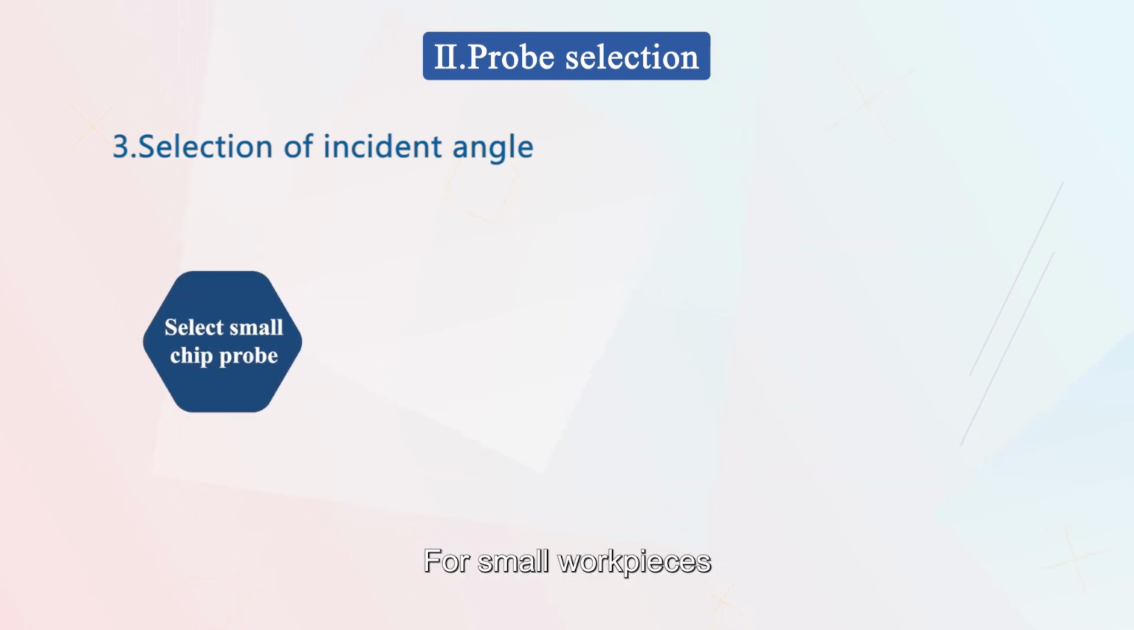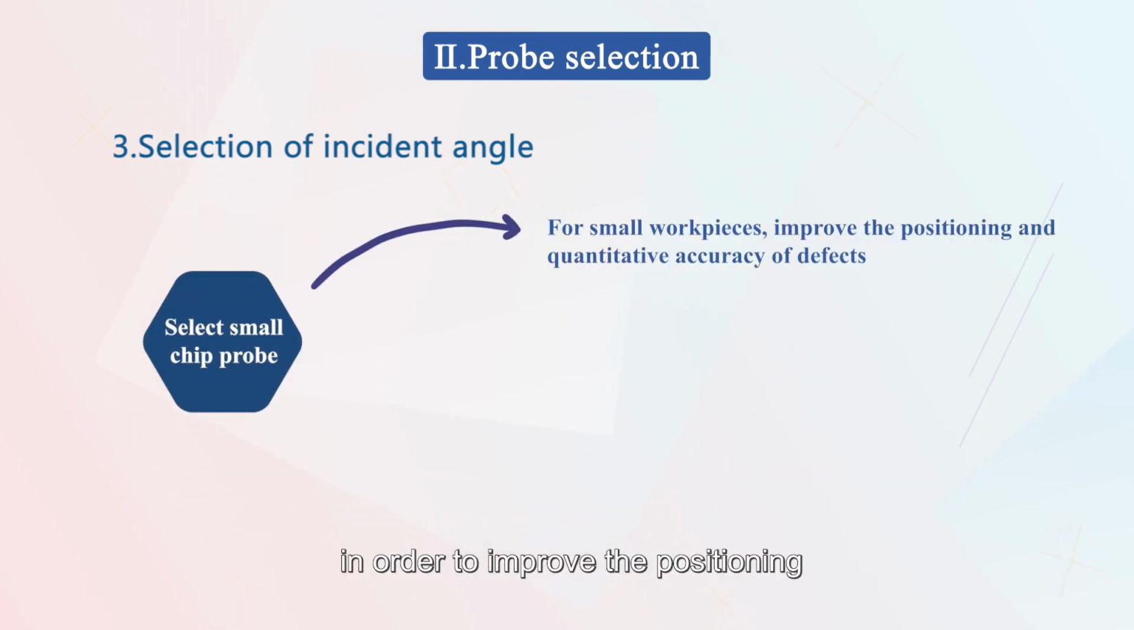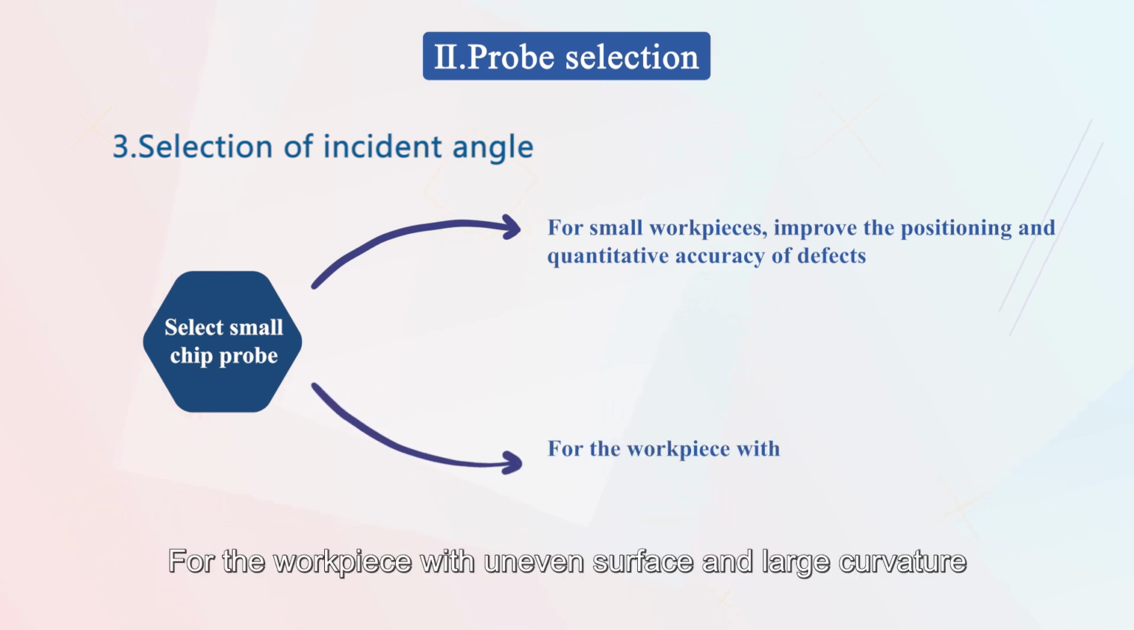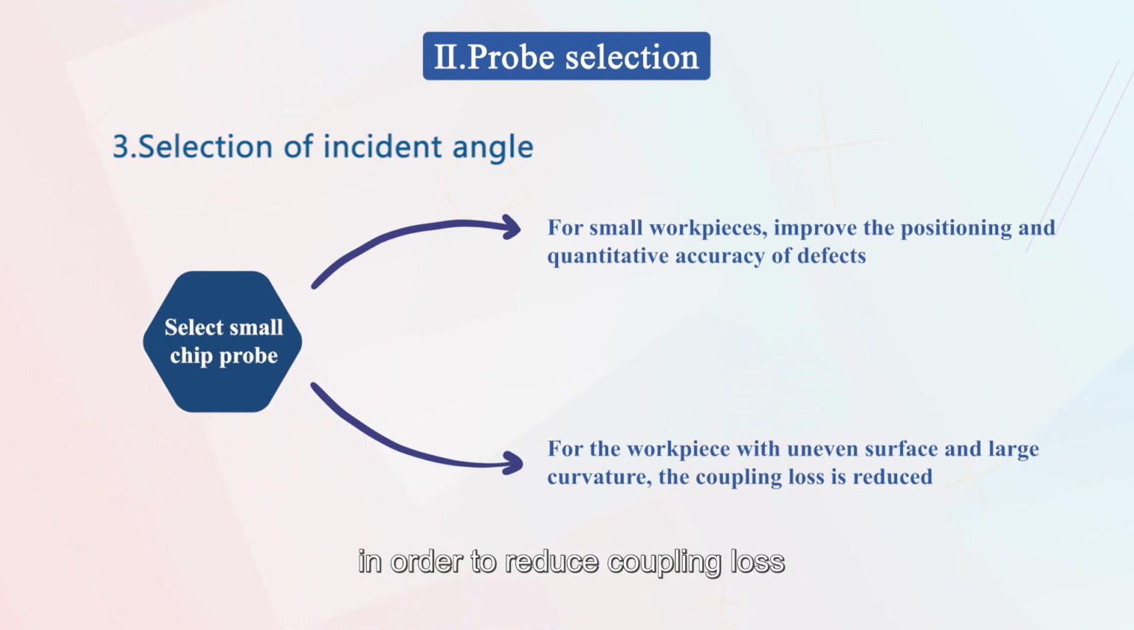For small workpieces, in order to improve the positioning and quantitative accuracy of defects, it is more suitable to select small wafer probes. For a workpiece with an uneven surface and large curvature, in order to reduce coupling loss, small wafer probes should also be selected.